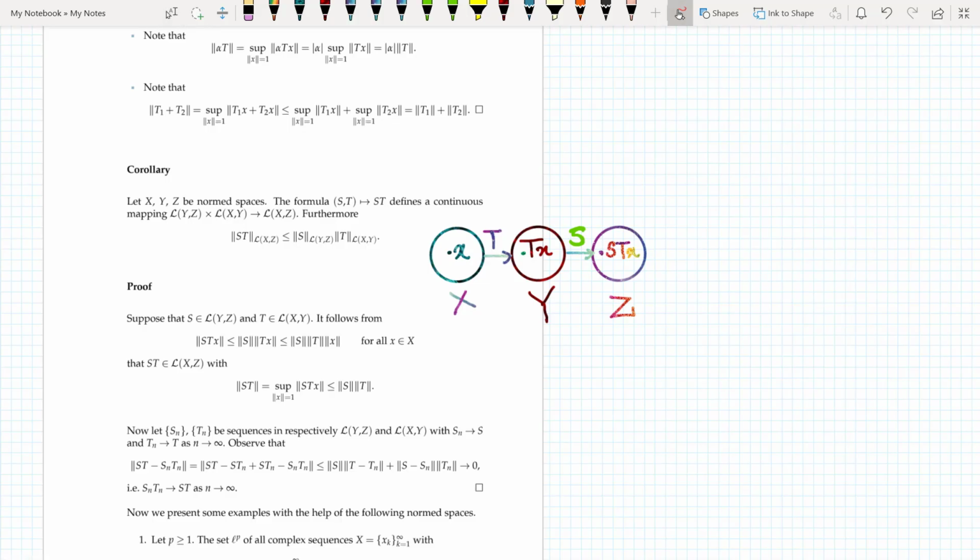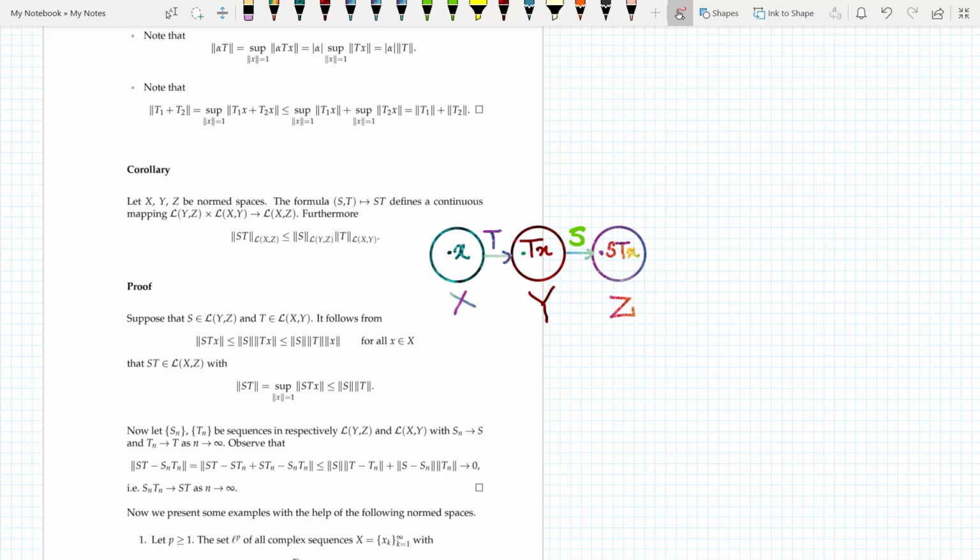So now I have a corollary to prove. Let X, Y, and Z be normed spaces, and the composition ST defines a continuous mapping, where S itself is a continuous mapping, T itself is a continuous mapping, and ST together is also a continuous mapping. So think of this in this way.